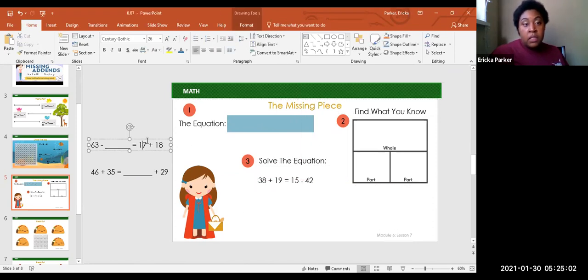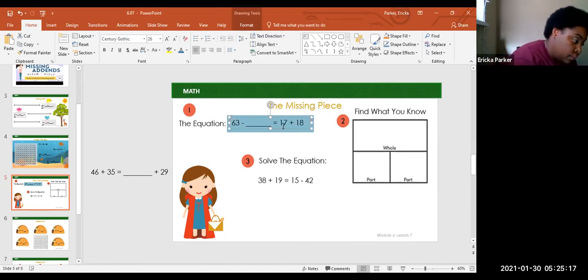Okay, so let's go to our next problem. Now they flip this around. The first time they had the addition on one side and then all that going on, but this time it's different. So right now, go ahead and copy your problem. Go ahead and get that done.